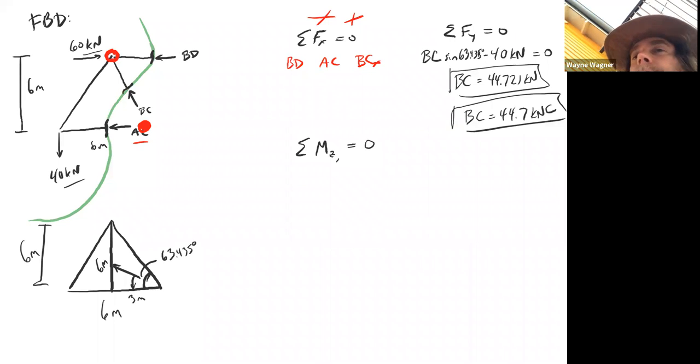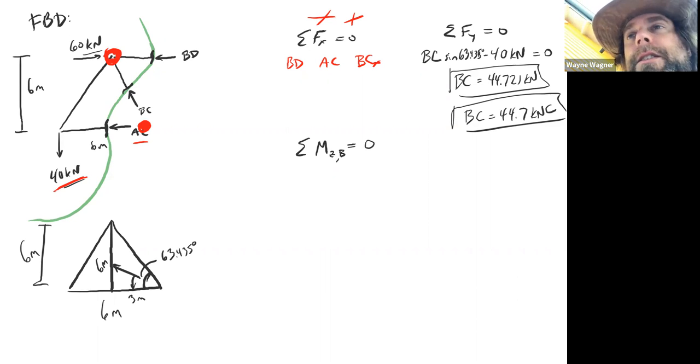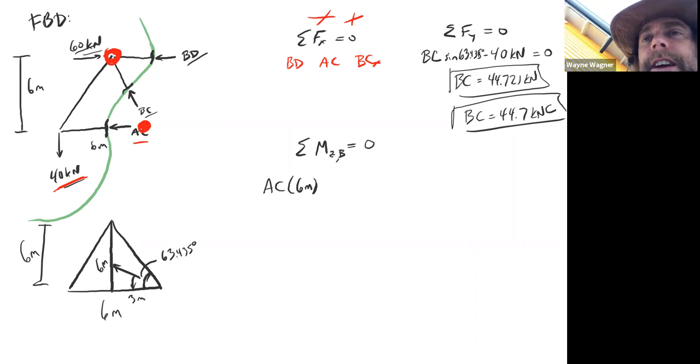I'm inclined not to use it. Let's see, you know what? The easiest one is actually going to be right here. Because if we go right there, then I have no forces except for AC and this 40 kilonewtons right here. Let's do it at point B. So this force goes away, this force goes away, this force goes away. I'm left with AC times its moment arm, which is 6 meters. And then that force would be going clockwise. That's a negative.